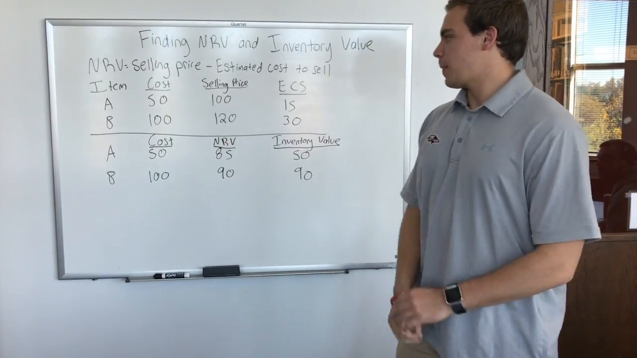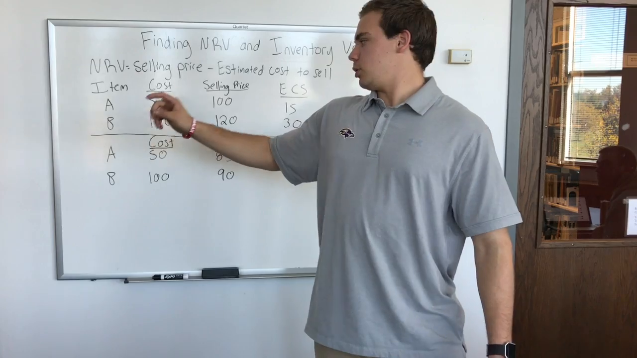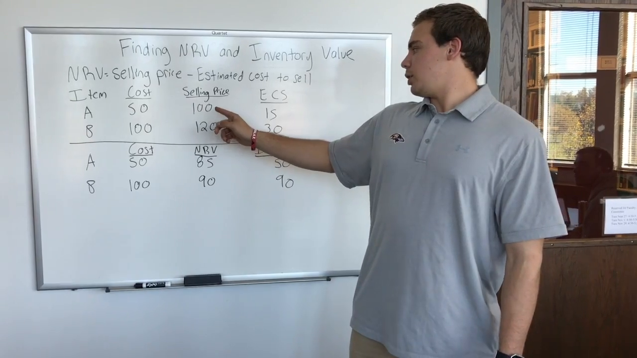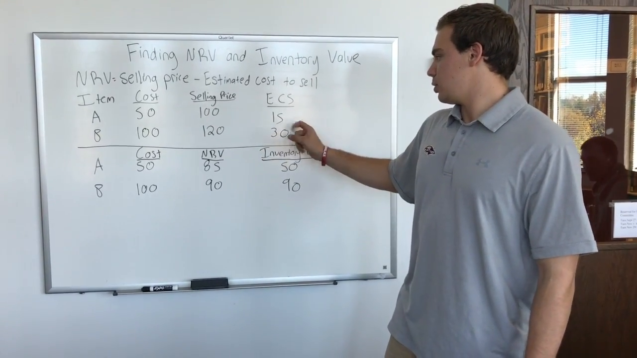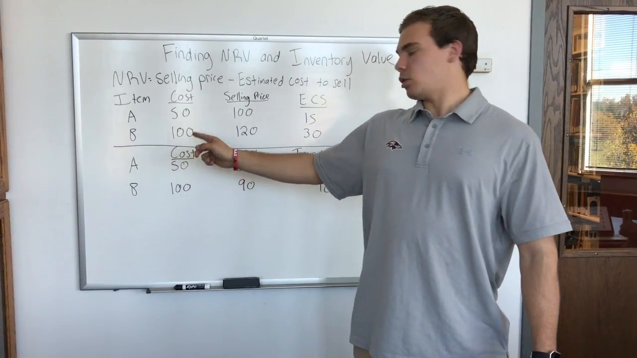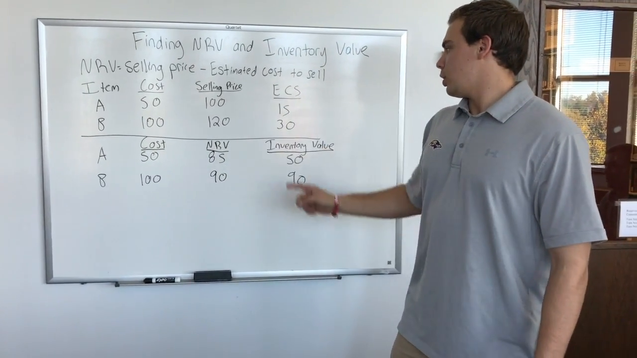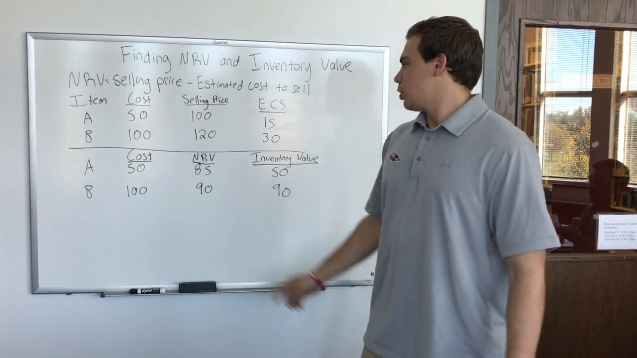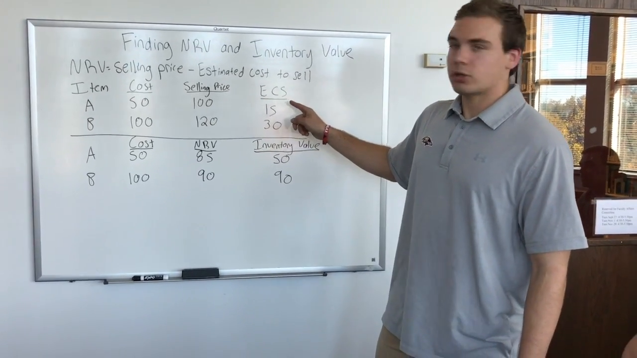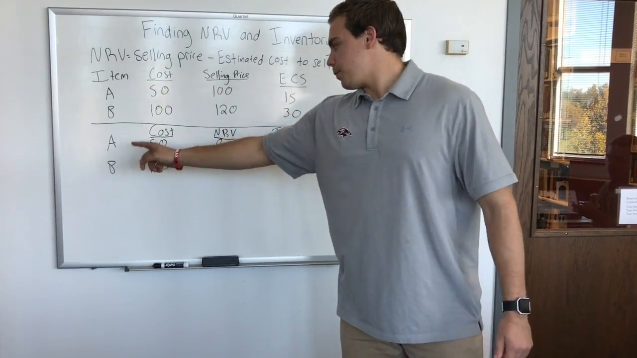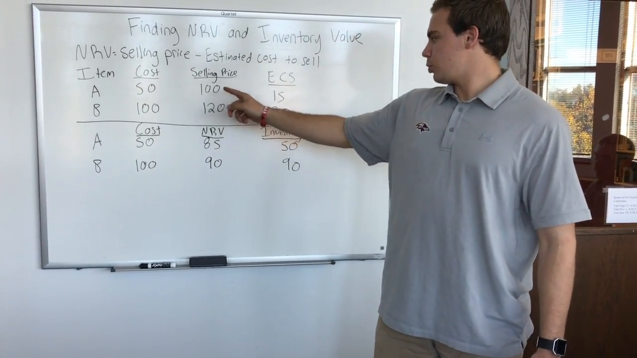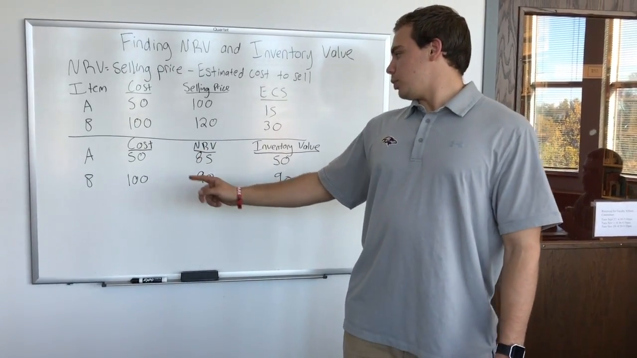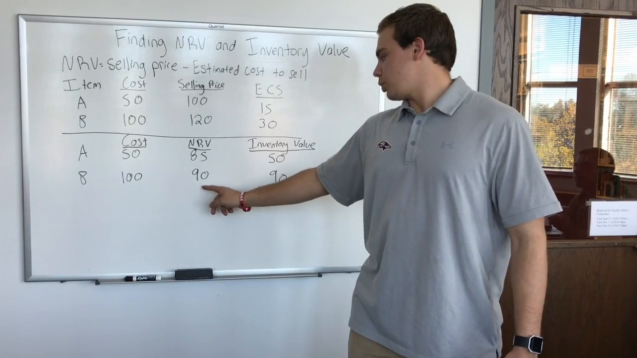So we've got a little example here. Let's say we have product A and product B. Product A cost is 50, the selling price of item A is 100, and the estimated cost to sell is 15. For item B, cost is 100, selling price 120, and estimated cost to sell is $30. To find the NRV, we take the selling price minus the estimated cost to sell. For item A, NRV would be 100 minus 15, to get 85. And for item B, the NRV would be 120 minus 30, which gets you 90.